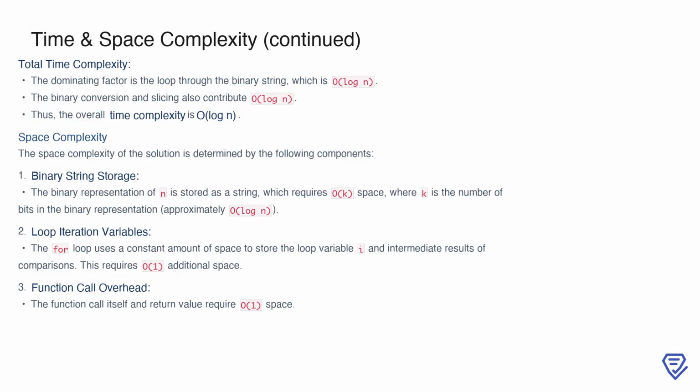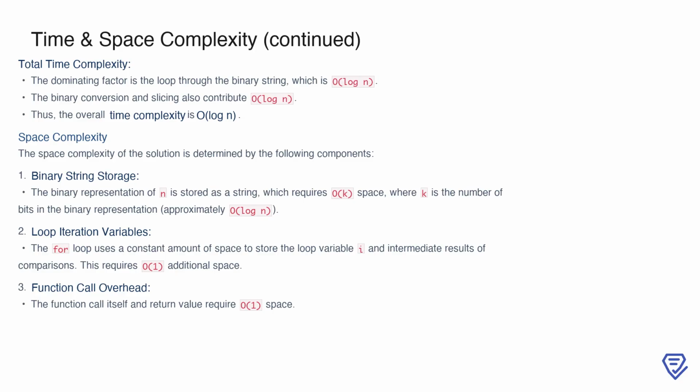Now, let's consider the total time complexity and space complexity of the solution. As we've seen, the loop through the binary string, the binary conversion, and the slicing operation all contribute log n time complexity. Since these operations dominate, the overall time complexity of the solution is log n. Shifting to space complexity, the key factor here is the storage of the binary string. The binary representation of n is stored as a string, which requires space proportional to its length, or log n.